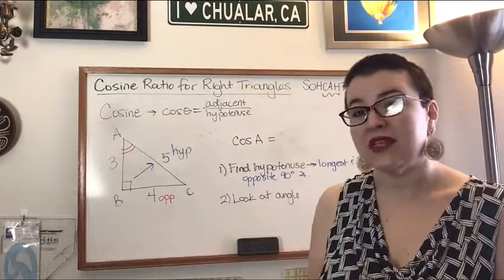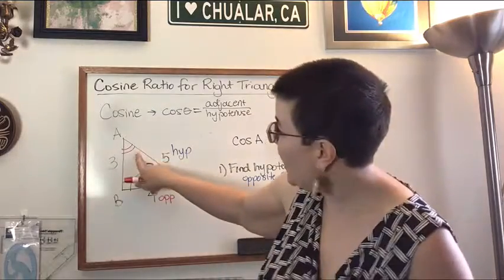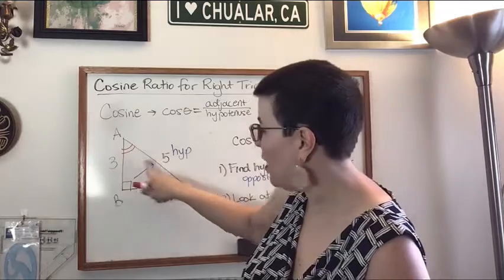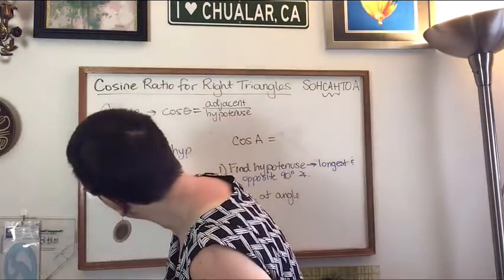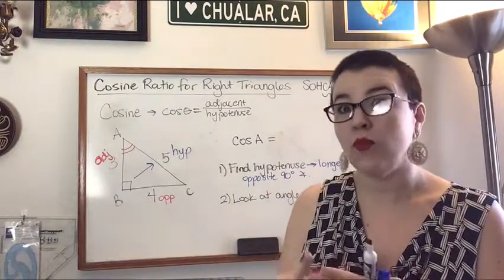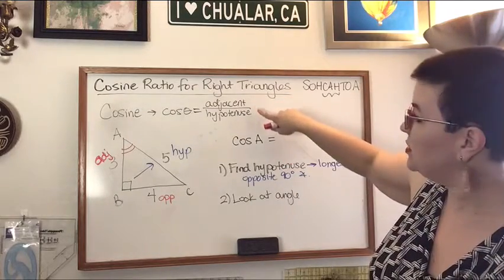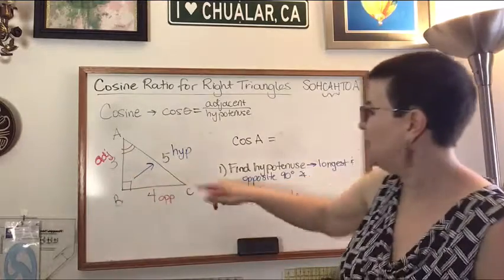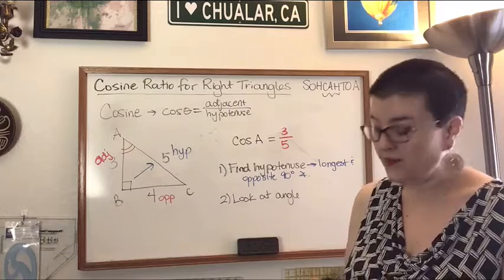Therefore, there's only one side left. And remember, I said adjacent means next to. So if this is my angle, the side that's right next to this angle, that's not the hypotenuse, is here. So this right here is my adjacent. Adjacent will be next to the angle, but it won't be the hypotenuse. So now it's adjacent over hypotenuse. My adjacent is 3. My hypotenuse is 5. So the cosine of A will be 3 over 5. That's all I'm asking for.